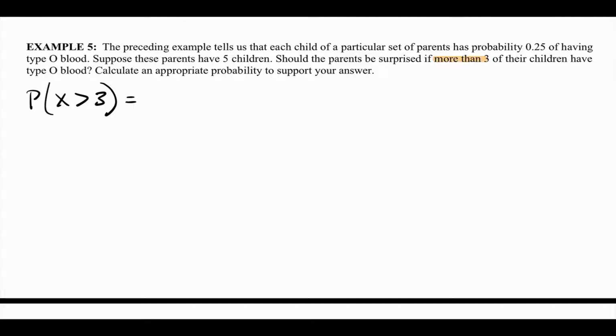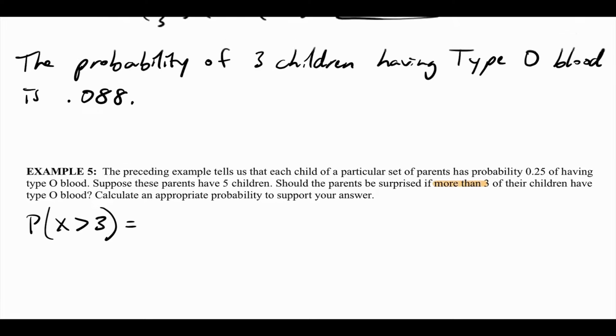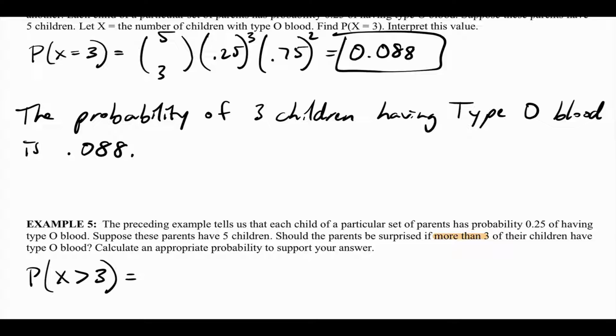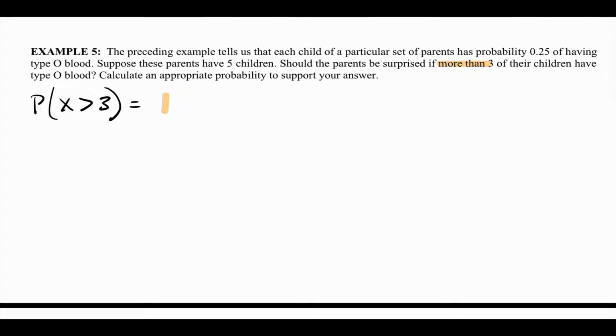So how do we do this? We can do it on the calculator. What am I looking for here? I'm looking for the probability of more than 3. Well, how high do I go? If it's more than 3, it's going to be 4 and 5. That's what I'm looking for, right? Which Taylor said.